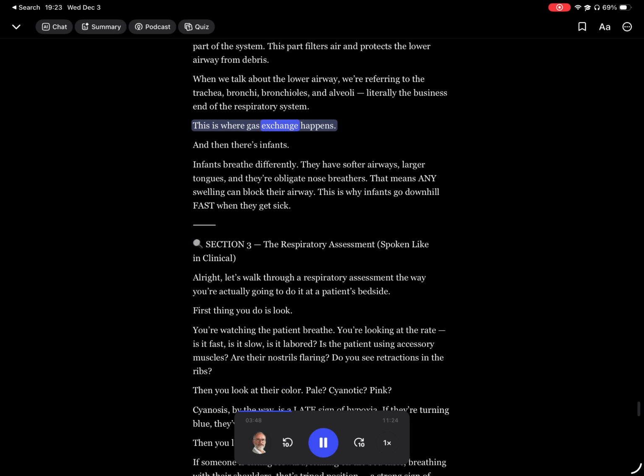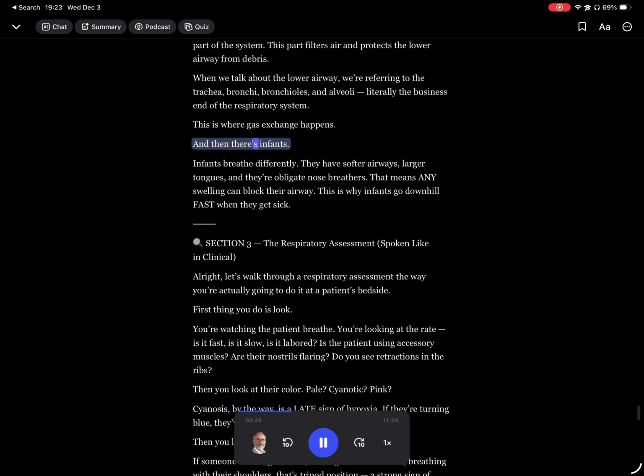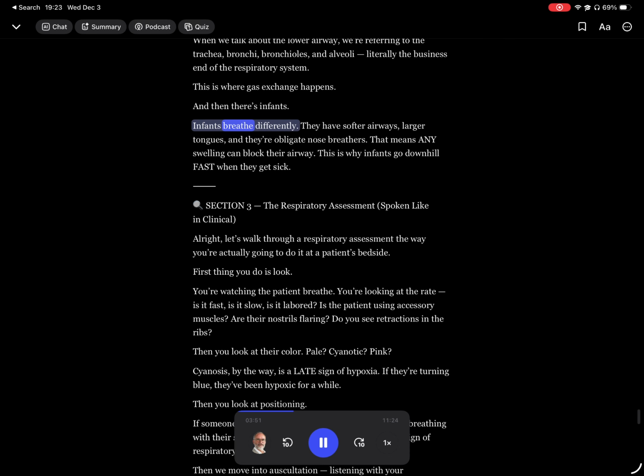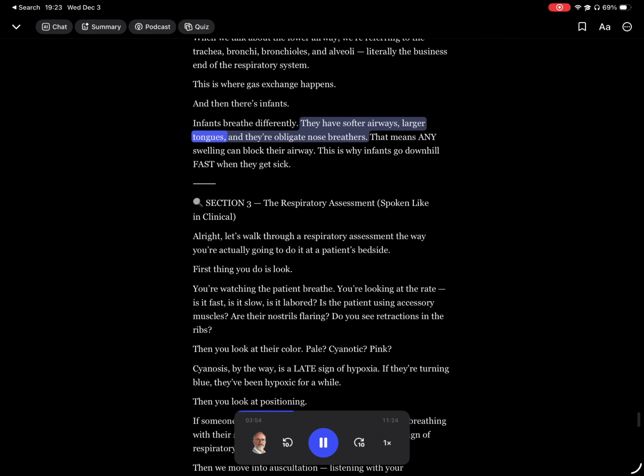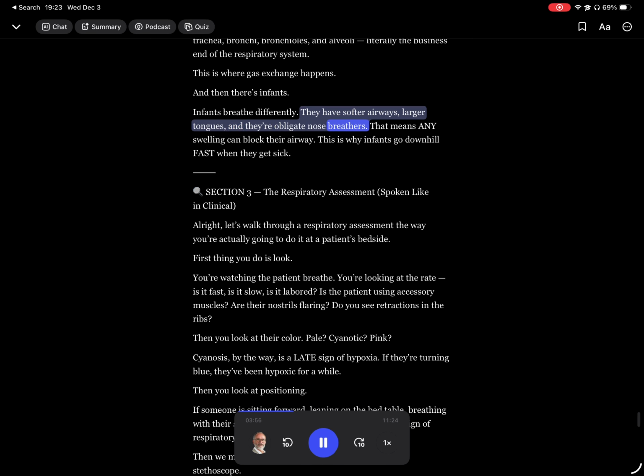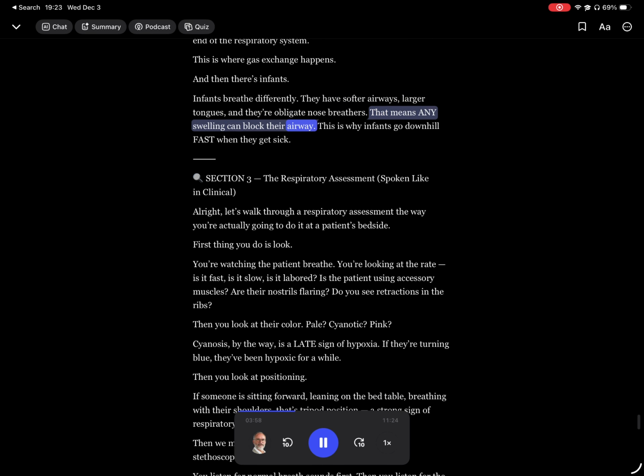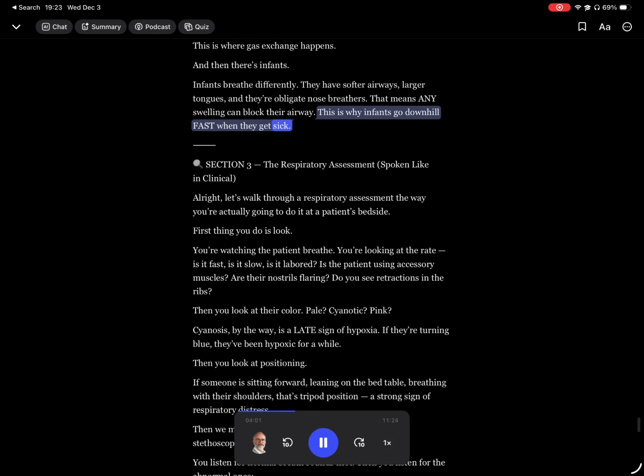This is where gas exchange happens. And then there's infants. Infants breathe differently. They have softer airways, larger tongues, and they're obligate nose breathers. That means any swelling can block their airway. This is why infants go downhill fast when they get sick.